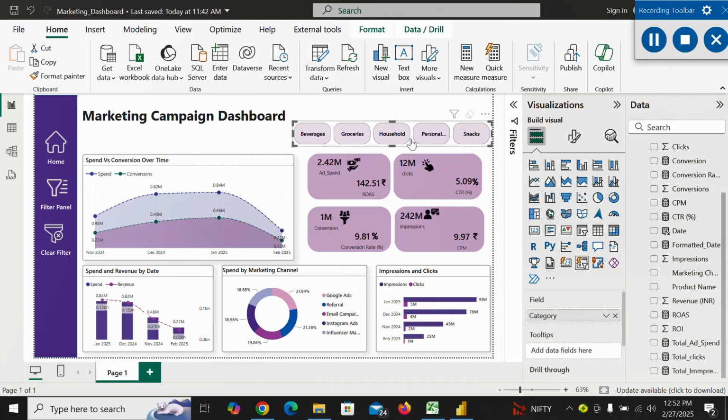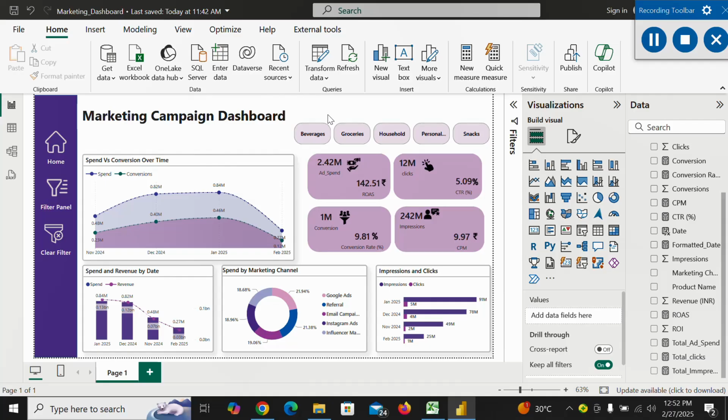This is a multi-select slicer to filter the data for different product categories. We can identify which product category performs best in terms of CTR, conversion rate, and return on ad spend. This is how I created the marketing campaign dashboard in Power BI.